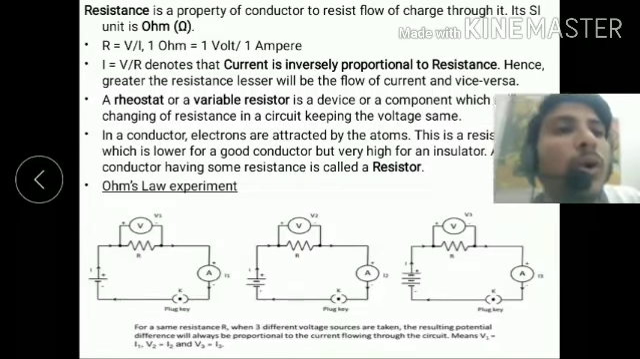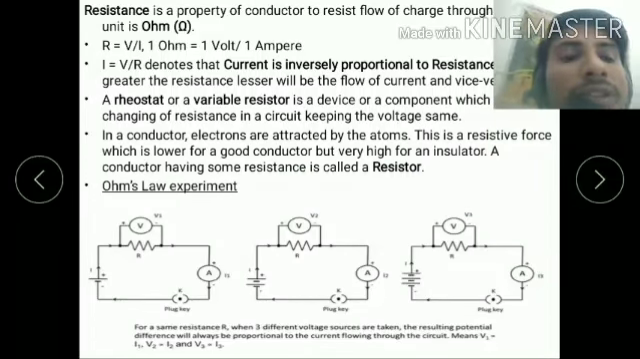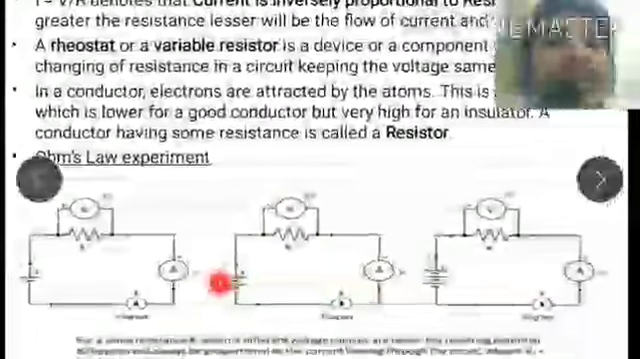Now, the Ohm's law experiment. How can we do the Ohm's law experiment? Just see the diagram.